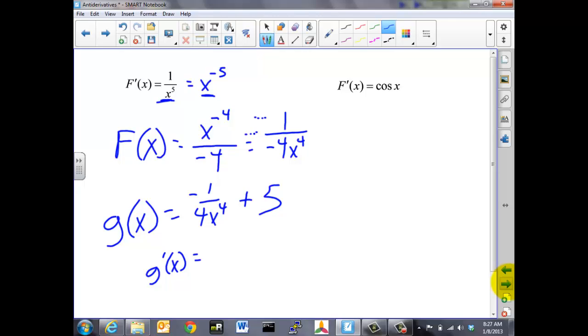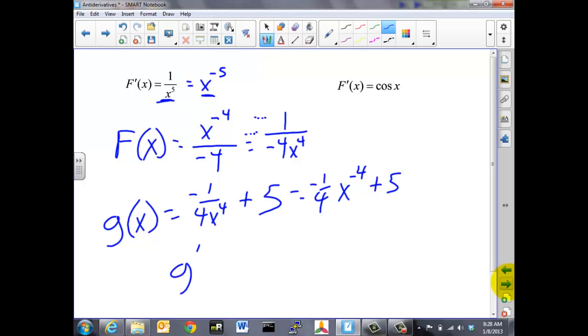How are you going to take the derivative of that? You can move the bottom thing to the top, like the x to the fourth, and make it negative. So you're going to say negative 1/4 x to the negative fourth. That's not right. This, you're going to change it to negative 1/4 x to the negative 4 plus 5.